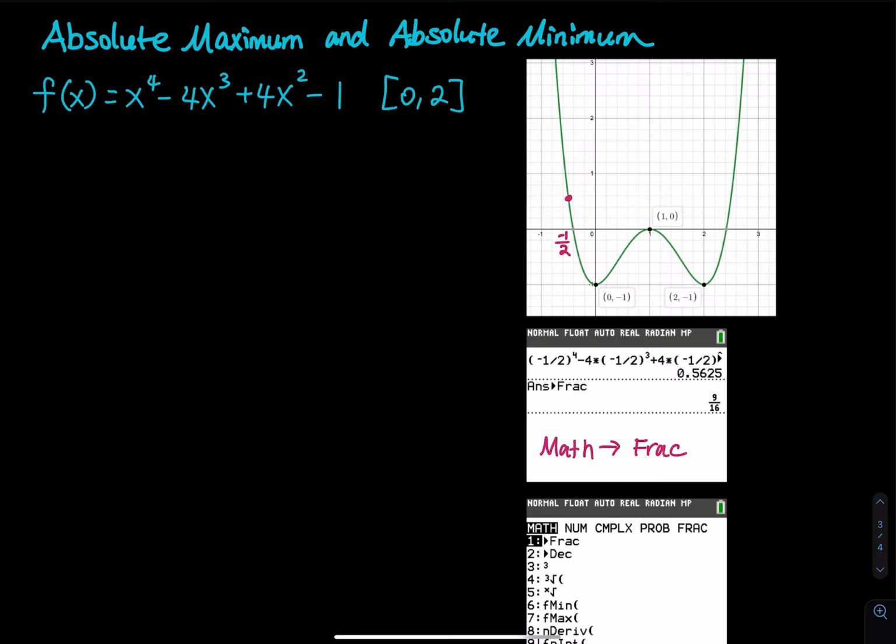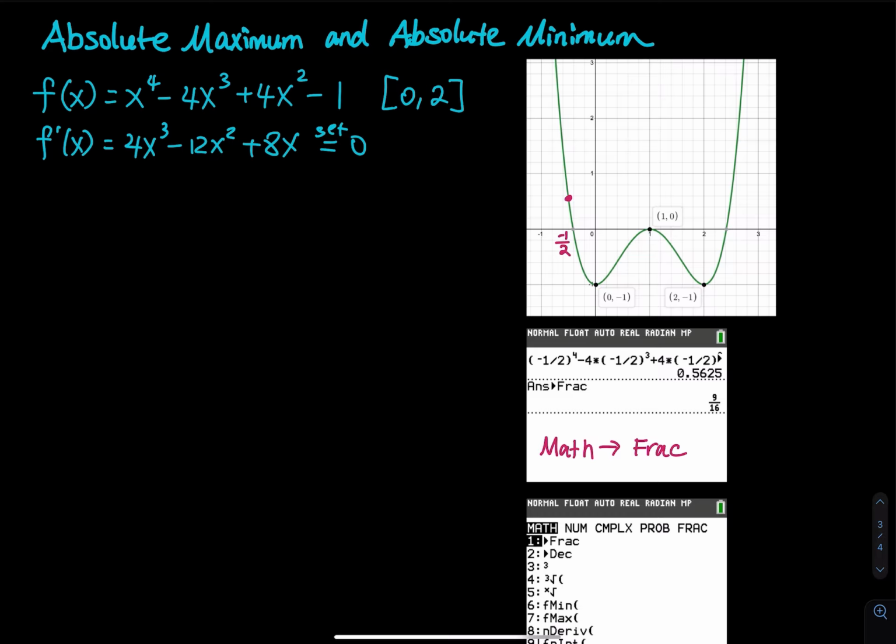So we have f prime of x equals 4x to the third minus 12x squared plus 8x, and then the derivative of 1 is equal to 0. Then we have to set this equal to 0, because this helps me find the critical points, and then we have to factor.